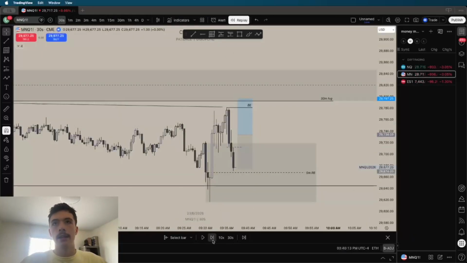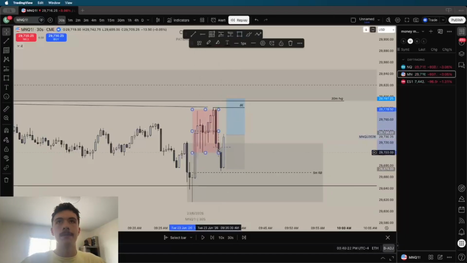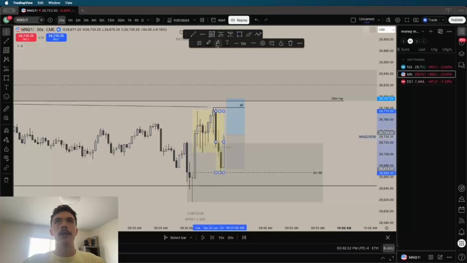We then get a V-shaped 30-second right here. Boom. We also get our accumulation manipulation right here. We can see this is our accumulation right here, and then our manipulation leg right here.